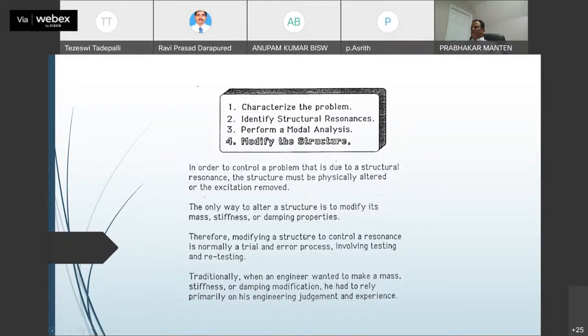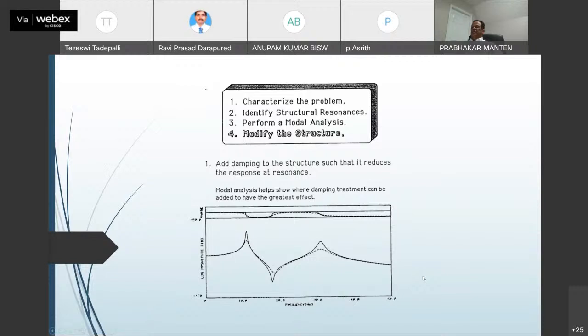Therefore, modifying a structure to control a resonance is normally a trial and error process involving testing and retesting. Traditionally, when an engineer wanted to make a mass, stiffness, or damping modification, he had to rely primarily on his engineering judgment and experience. Okay?